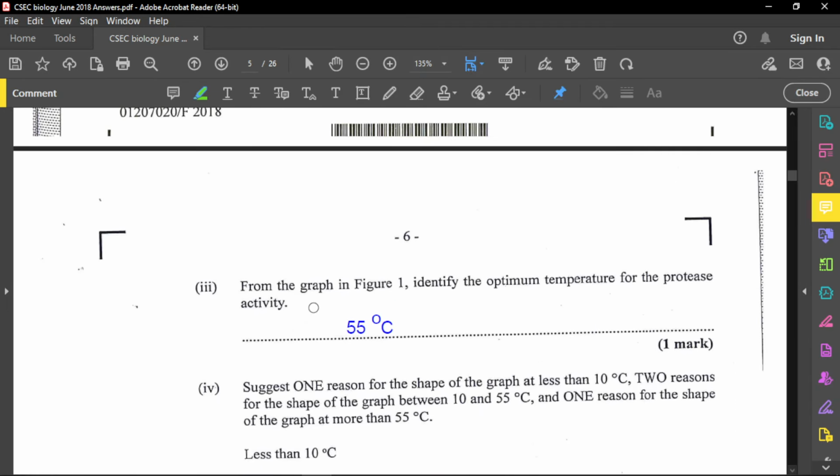All right, and so part 3 is that from the graph in figure 1, identify the optimum temperature for the protease activity. As a matter of fact, you can even use a chart to tell you this, because it is 55 degrees Celsius. This is when you have the least amount of time taken for the disappearance of the protein.